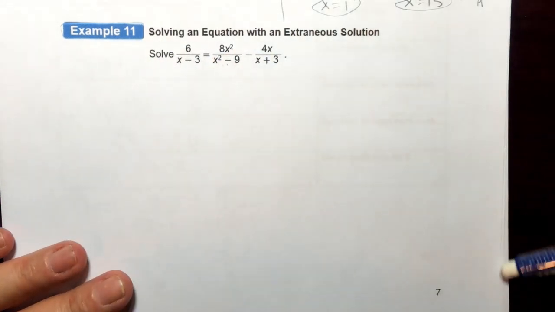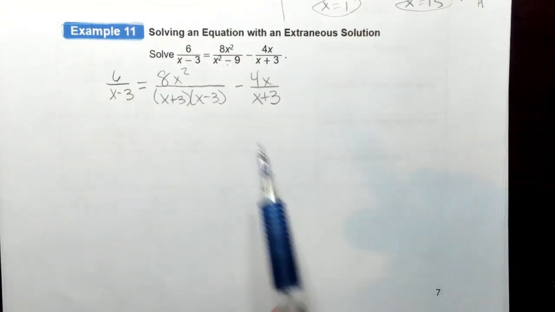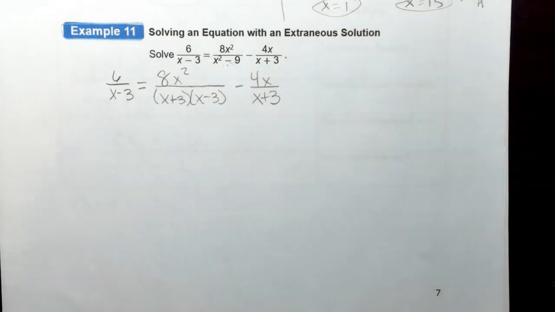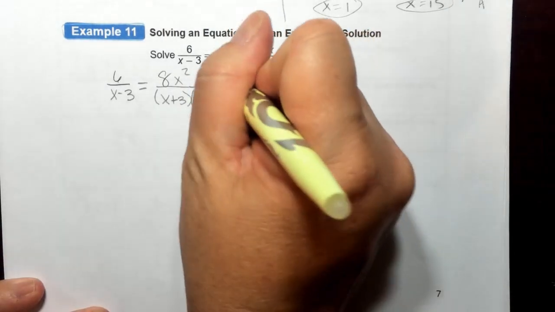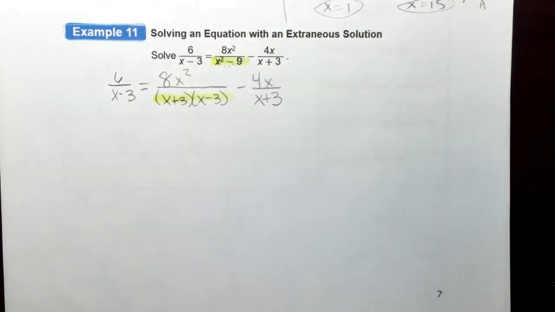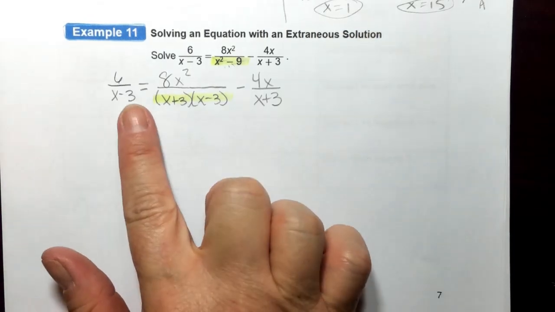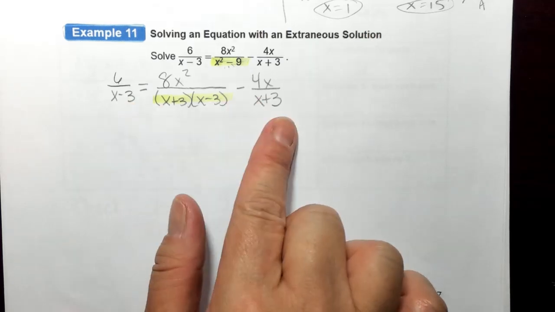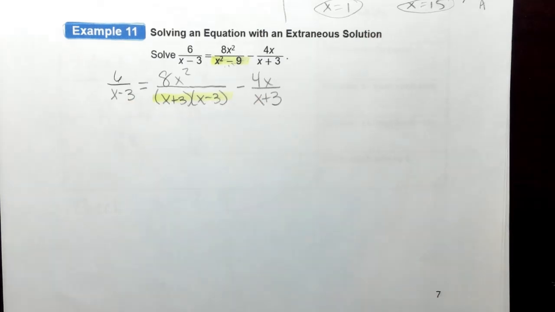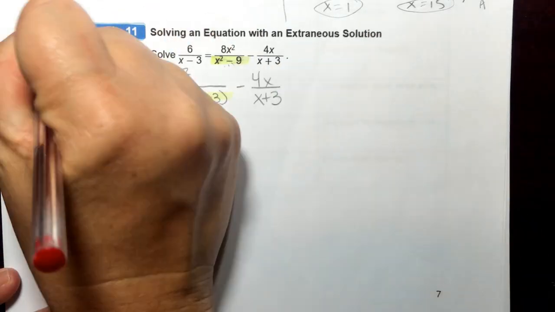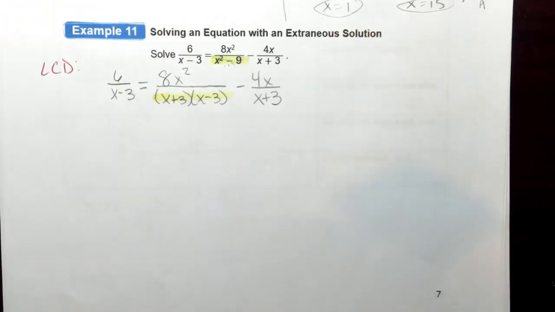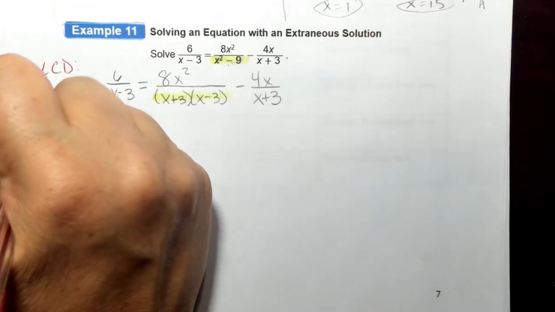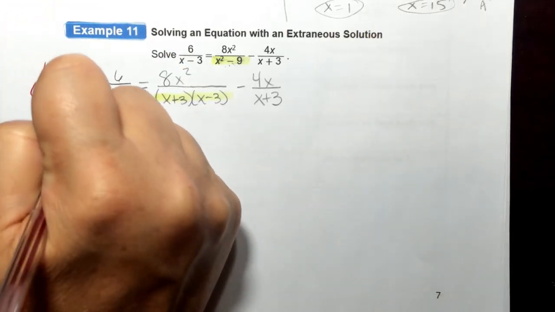Okay, so all I did was factor out this. This is the only thing that changed. This became that. All right, so now we have to multiply by our least common denominator. Well, what is our least common denominator? We have an x plus 3 and an x minus 3. So in this case, our least common denominator is going to be x plus 3 times x minus 3.